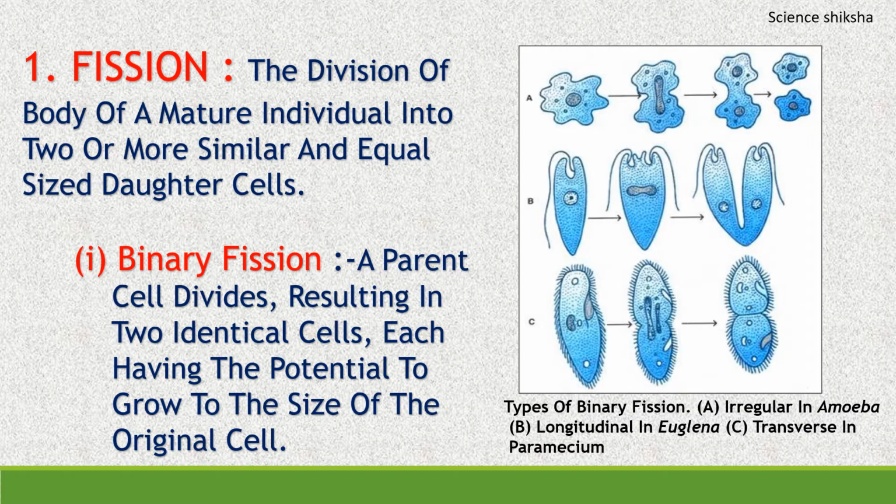Second is the longitudinal binary fission. In this type, the plane of fission passes along the longitudinal axis of the animal, and the example is euglena. And third is the transverse binary fission. In this type, the plane of binary fission runs along the transverse axis of the individual, and example is paramecium. All of these three types of binary fission are shown in the picture.